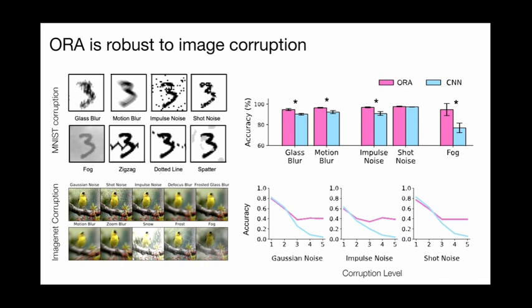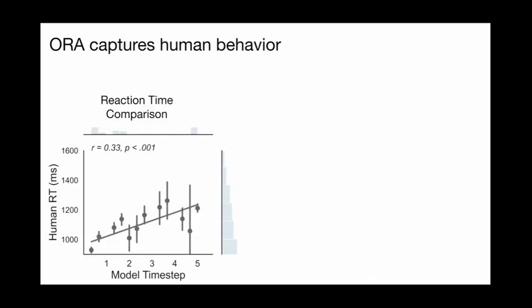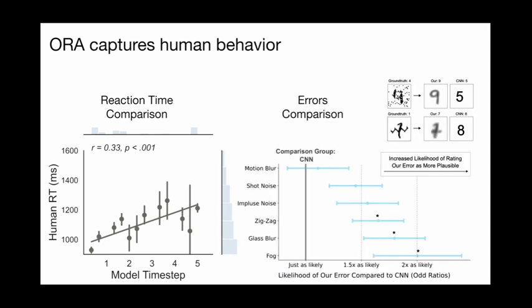Like it's forming a hypothesis. Okay, this is what I think is in the image. Let me target the right part of it until I become sure about it. So there is this recurrent process going on there. The model steps correlate well with human RT when they do the same recognition task. The type of errors that the model makes correlate better with the errors that humans make, so it's more realistic in terms of error consistency.